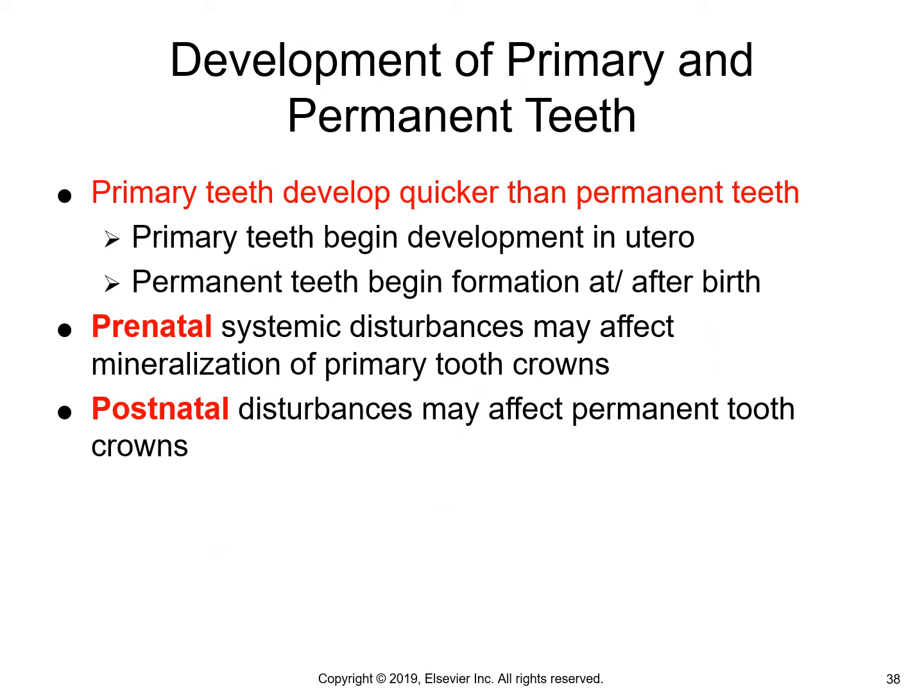So, development of primary teeth and permanent teeth. Primary teeth develop quicker than permanent teeth. They actually begin to develop in utero, and permanent teeth begin formation at or right after birth. Prenatal systemic disturbances can affect the mineralization of primary tooth crowns, and postnatal disturbances can affect the permanent tooth crowns.